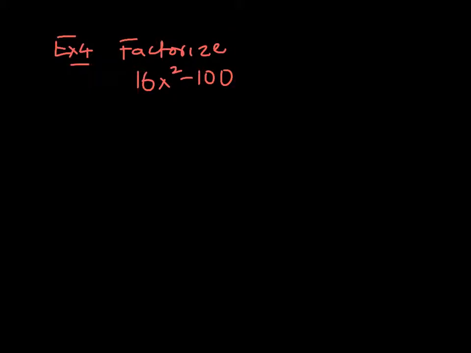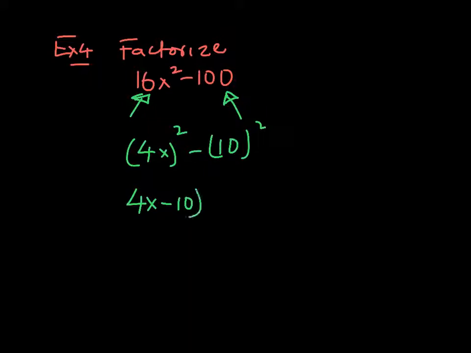Factorize 16x squared minus 100. Okay, so here we do see that 100 can be expressed as a perfect square. 16x squared can also be expressed as a perfect square. So we don't need to divide through. So we just write this as 4x squared minus 10 squared. Now it's a difference of two squares. So how do we factorize? We go ahead, it's going to be 4x minus 10 into 4x plus 10.